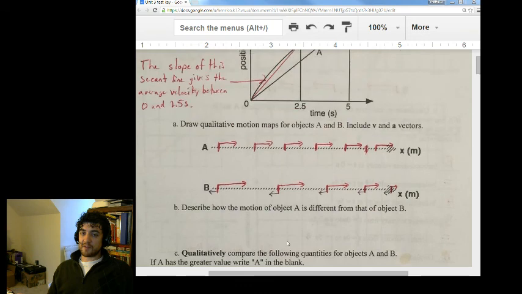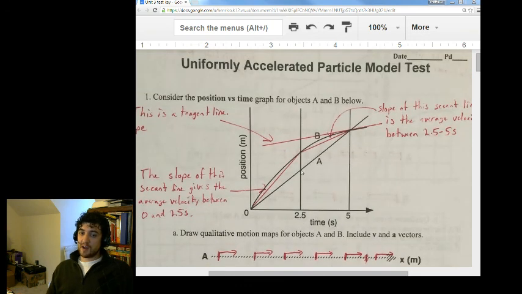From 2.5 to 5, it's just the opposite situation. A started out well behind B. However, by 5 seconds, A has caught up to B. So during this time, the same amount of time transpired, but A had to cover more distance to catch up with B.